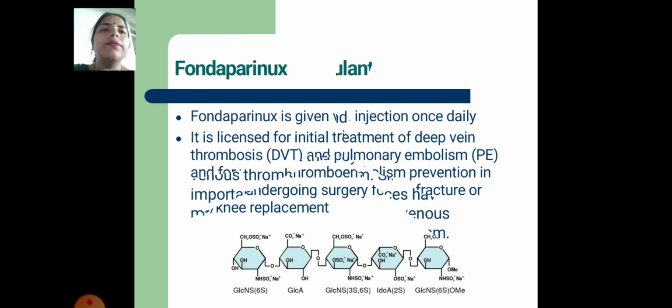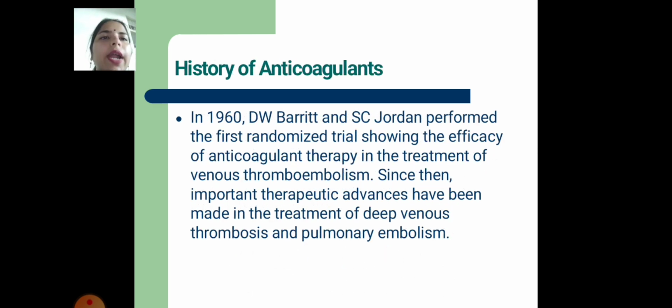Next is the history of anticoagulants. In 1960, D.W. Barrett and S.C. Jordan performed the first randomized trial showing the efficacy of anticoagulant therapy in the treatment of venous thromboembolism. Since then, important therapeutic advances have been made in the treatment of deep venous thrombosis, that is the DVT, and pulmonary embolism.